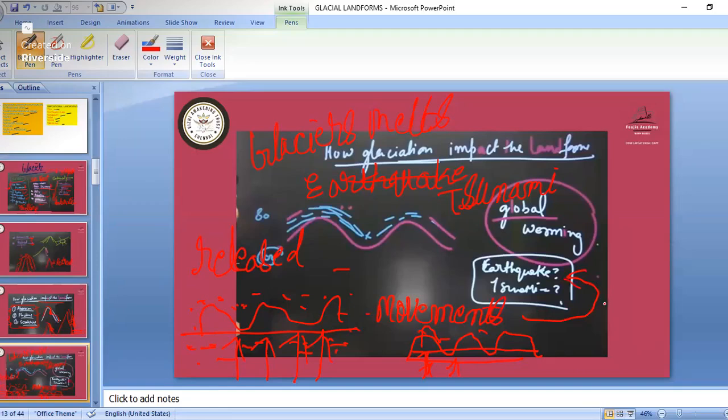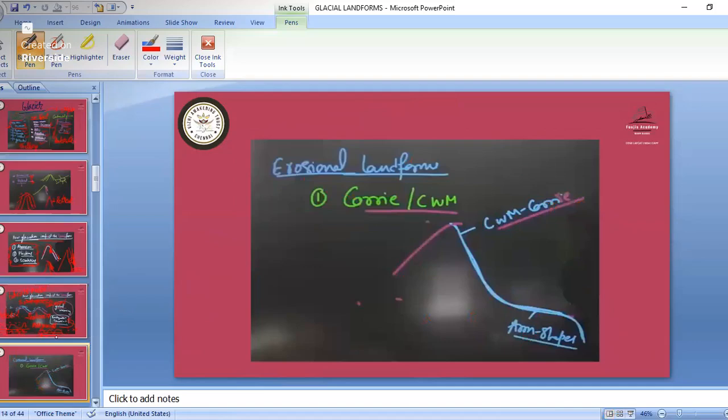So what do we mean by earthquakes? Already we studied it is the shaking of the earth, which releases some energy. Here also it will take place because of the imbalance of the forces, the imbalance of the pressure. So there we have the shaking, and there we have the earthquake. Now if we have that shaking in a water body, there we will have the tsunami. That's how global warming affects the glaciation. That's how the glaciation also impacts the landforms. So this is about the important part of the glacial introduction.